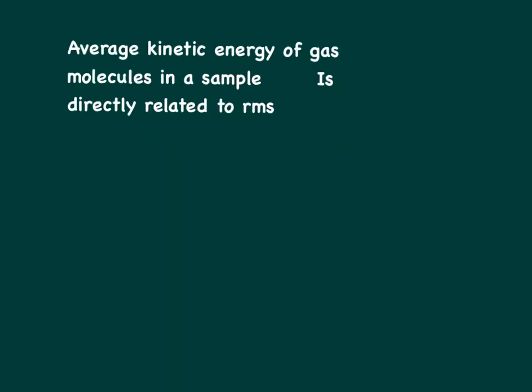And as the average kinetic energy of gas molecules in a sample is directly related to root mean square speed, we can express that mathematically as KE = 1/2 m mu squared, where m is mass, and mu is root mean square speed. And since mass doesn't change with temperature, and average kinetic energy does increase with an increase in temperature, then the root mean square speed, as well as the average speed of the molecules in the mixture, is going to increase as temperature increases.